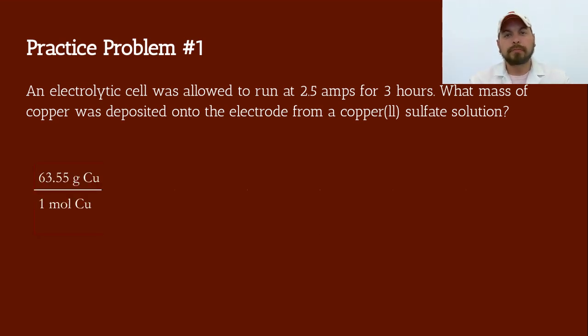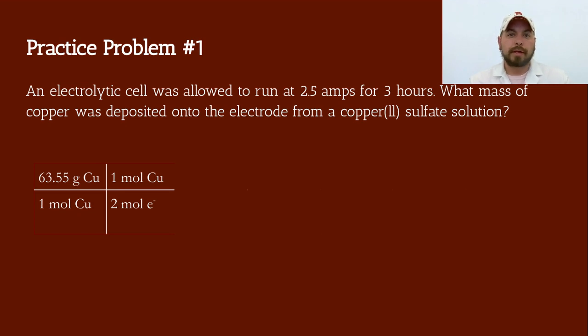Then I need to cancel moles of copper. How am I going to do that? Well, I have the charge of copper, 2 plus, here in front of me. So what I can do is cancel out moles of copper by using moles of electrons per mole of copper. To reduce copper 2 plus, I need to add 2 moles of electrons. So I know there's 2 moles of electrons for every 1 mole of copper. That's going to mean I'm going to divide by 2 moles of electrons and multiply by 1 mole of copper.